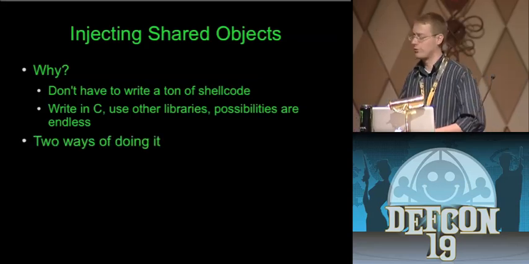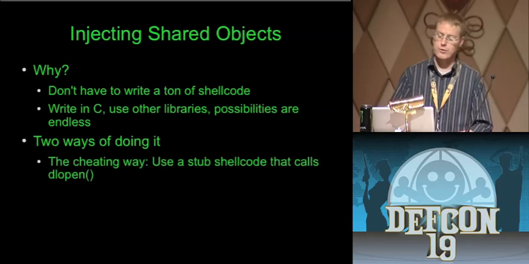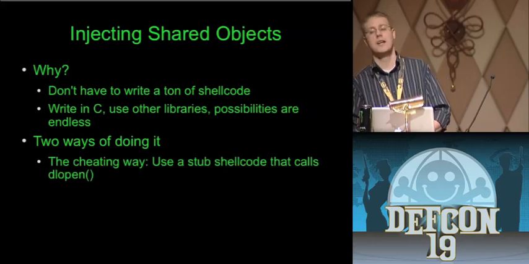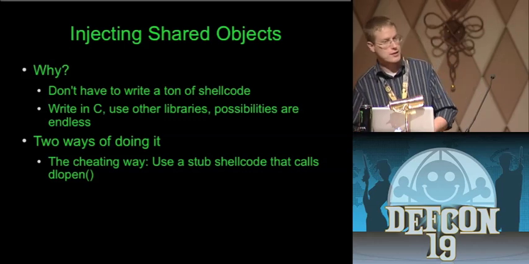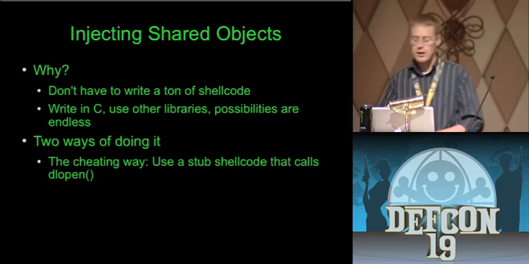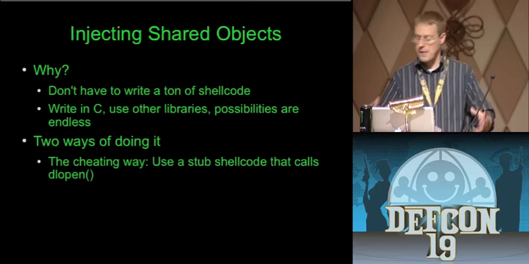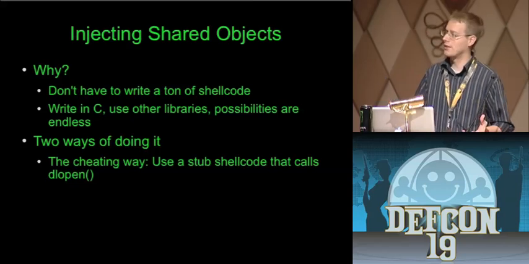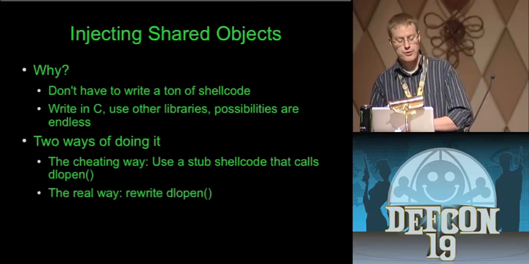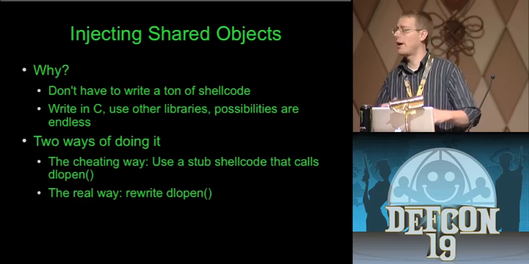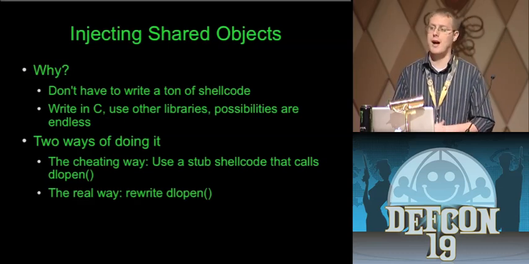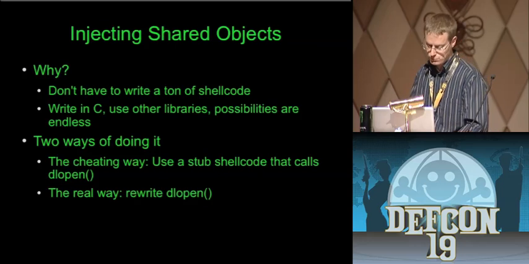So there are two ways of doing it. There's the cheating way: you use a stub shellcode that calls dlopen. And that's what every single project out there does. Inject SO does that. JuGod does that. And right now, libhijack does that as well. And there's also the real way, which is to rewrite dlopen in the parent process, in libhijack or your debugger.